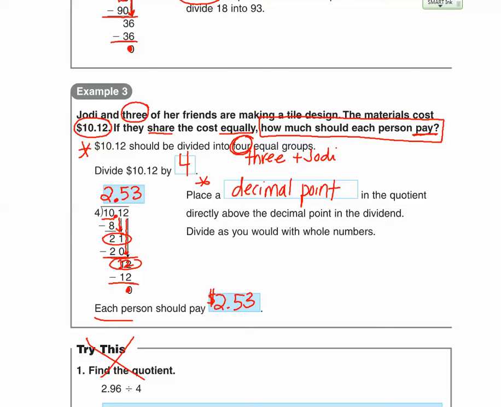Okay. Panthers, as always, you do not need to do the try this problems unless you want to. If you feel like, I think I'm kind of getting this, I would encourage you to go ahead and try them, but it is not necessary. This is the end of our lesson. Going back to our lesson objective, hopefully by now you have a better understanding of how to divide decimals by whole numbers. Panthers, have a great day.